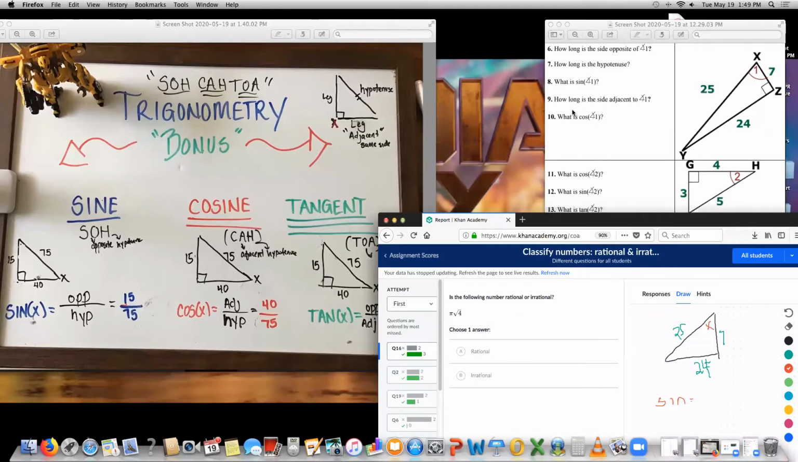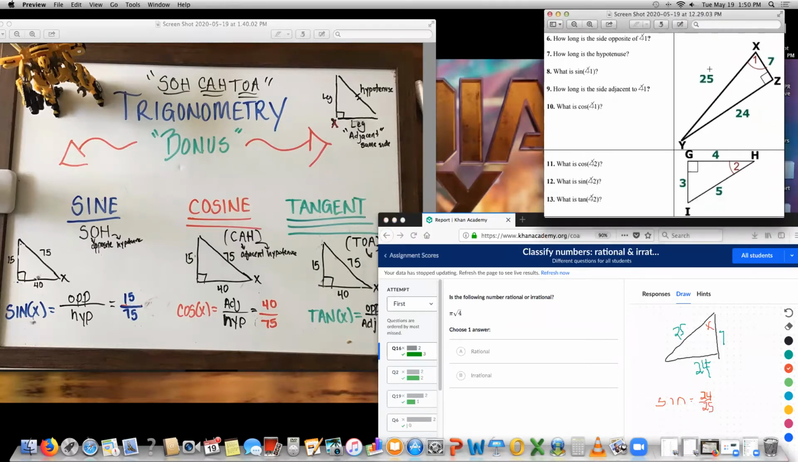Now, what is the side adjacent to angle one? Seven. And what would be the cosine of angle one? The adjacent over the hypotenuse. Seven over 25. All right, so that's pretty much all that would be. The sine of X would be 24 over 25, and the cosine would be 7 over 25. So now that we understand those basics, we have these down here on the bottom.